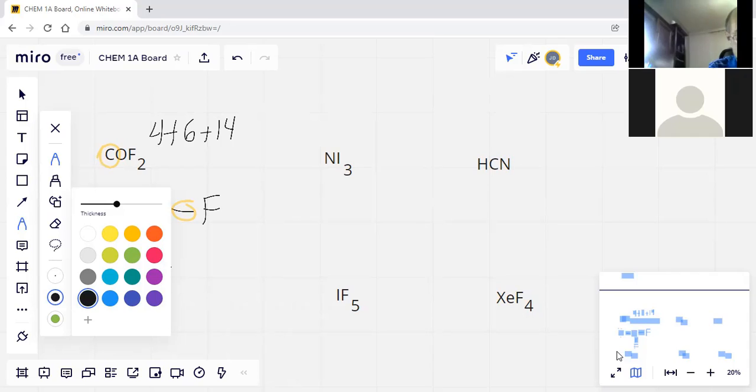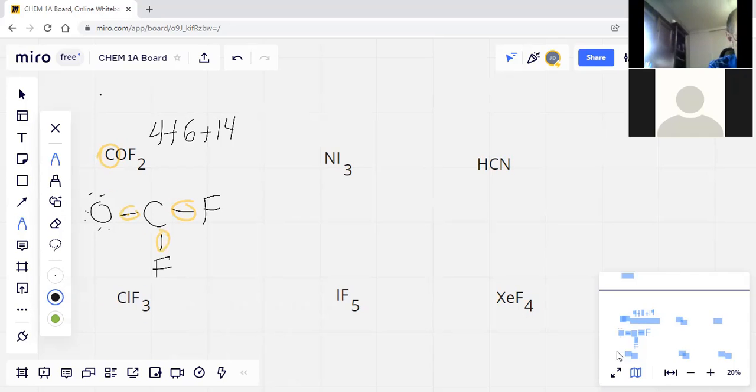Okay, so here we go. 1, 2, 3, 4, 5, 6. 6 over there. 6 over here. And that gives us, let me fix this a little bit here. It looks kind of messed. There we go. Let's fix the oxygens here.